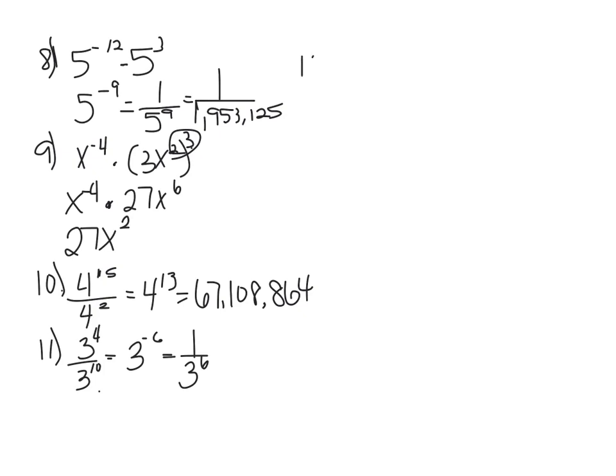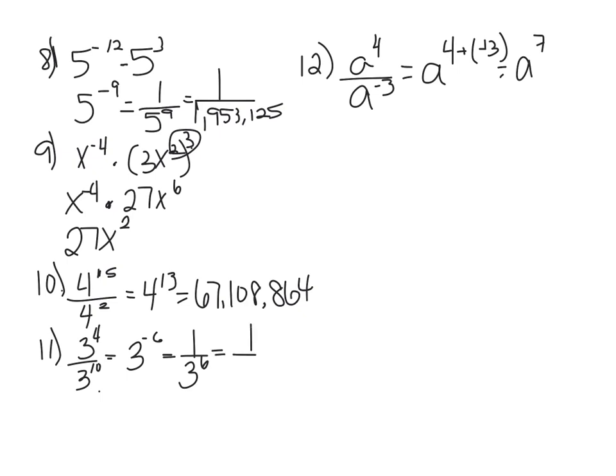Number 12, a to the 4th divided by a to the negative 3. This often gives people trouble because I'm subtracting. So it becomes a to the 4 minus negative 3, minus negative becomes plus, so I get a to the 7th. Oh, and number 11 could be written as 1 over 729.